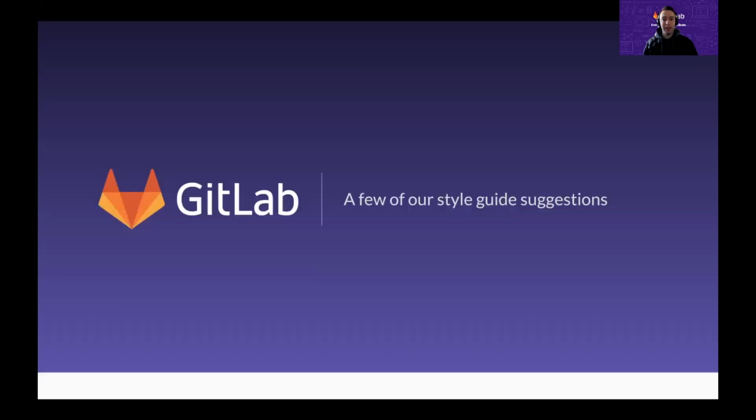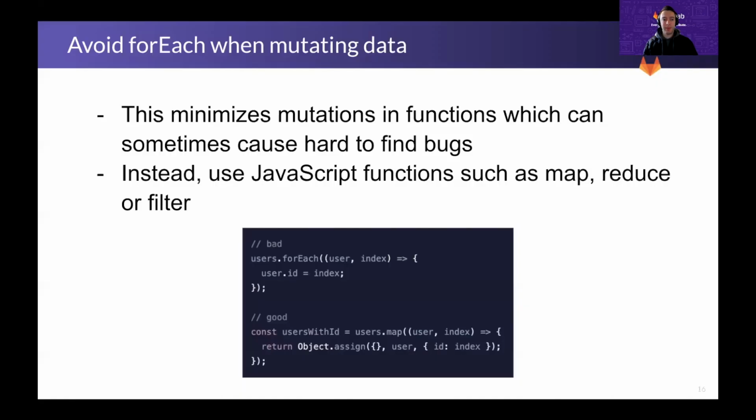A few of our style guide suggestions. Avoid forEach when mutating data. This minimizes mutations in functions, which can sometimes cause hard-to-find bugs. Instead, use JavaScript functions such as map, reduce, or filter. These don't mutate the targeted object, but instead return a new object, which minimizes the potential for side effects.